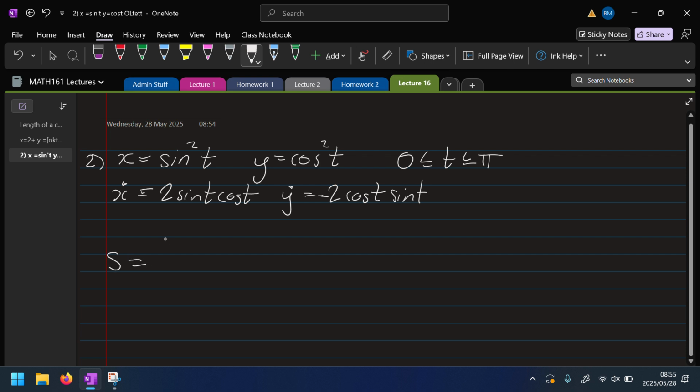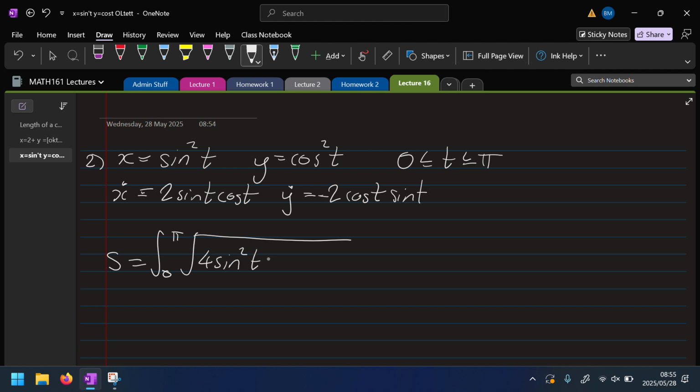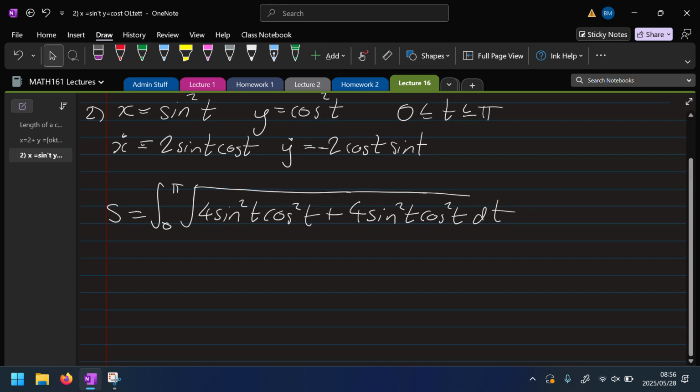So s, that will be the integral from 0 to pi. Then we've got the square root of x dot squared. So that will be 4 sine squared cos squared. Okay, plus, and then y dot squared, that will be 4, and again, sine squared, cos squared. So there will be just 2 copies of that. dt. Okay, but this is just adding them together, so we get 8.